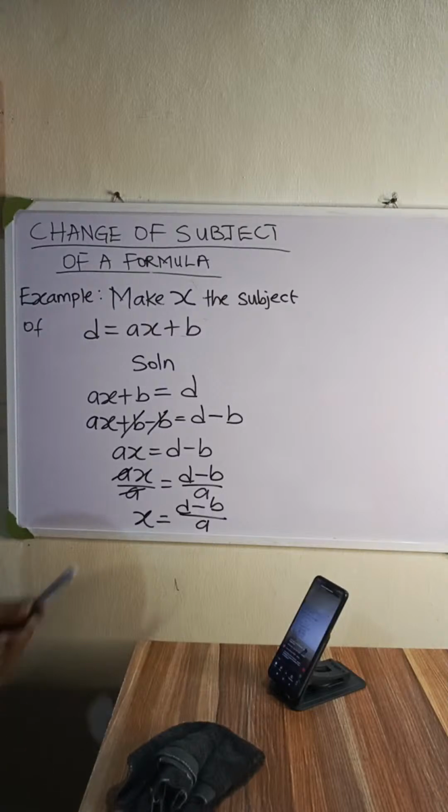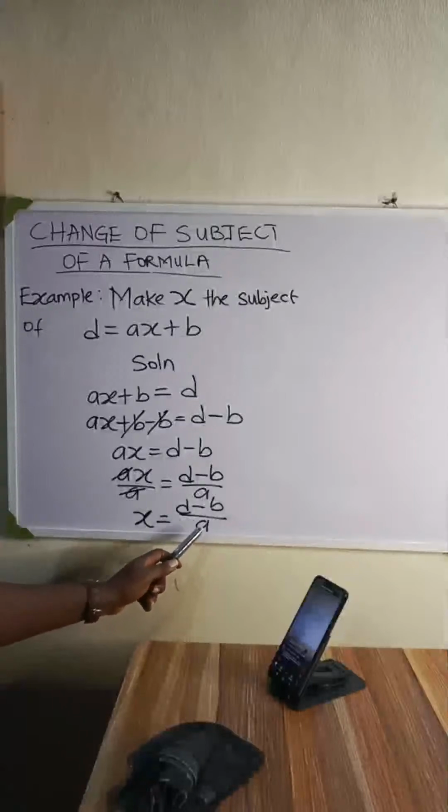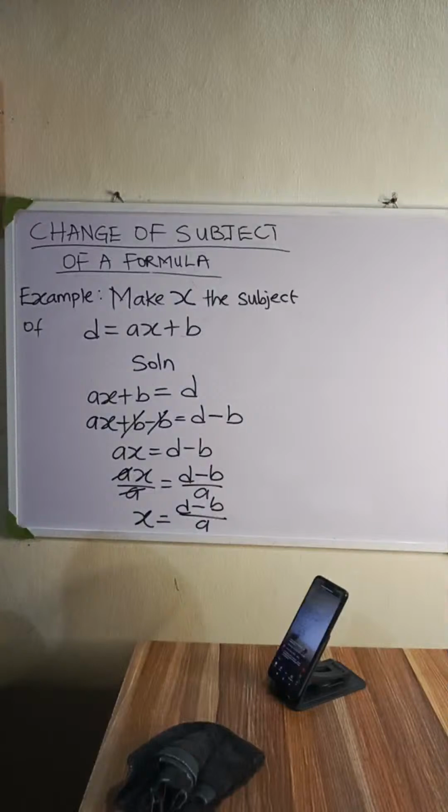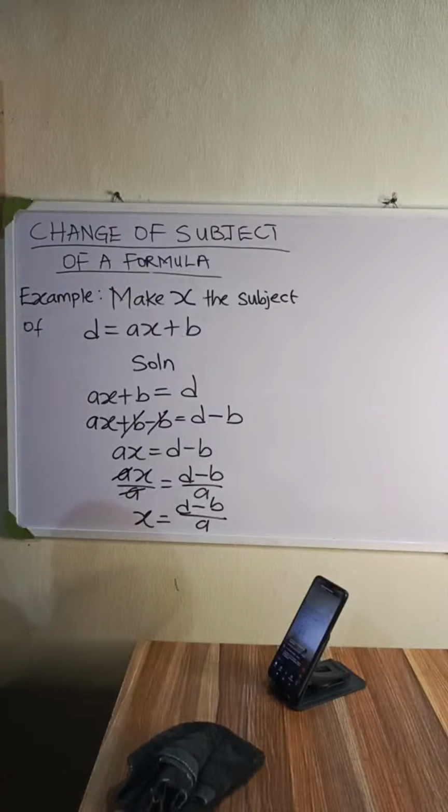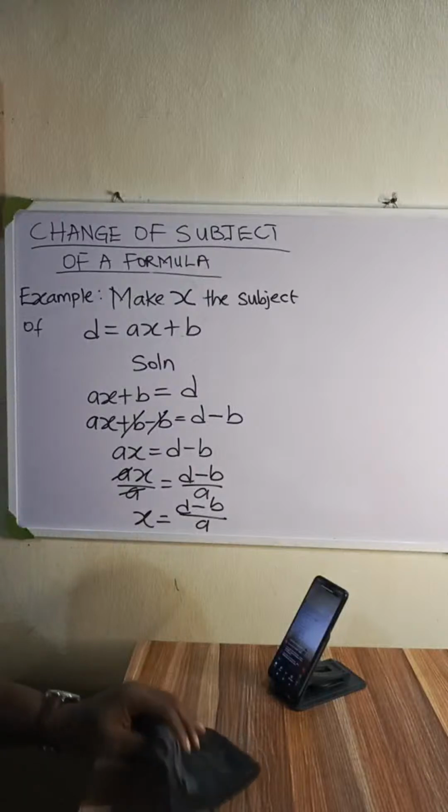Okay, so x is equal to d minus b all over a. Okay, very good. So we're going to step up a little to see more advanced questions. Whenever you're learning a topic, you don't just go to the difficult ones. You step up step by step. Okay. So let's look at another question.